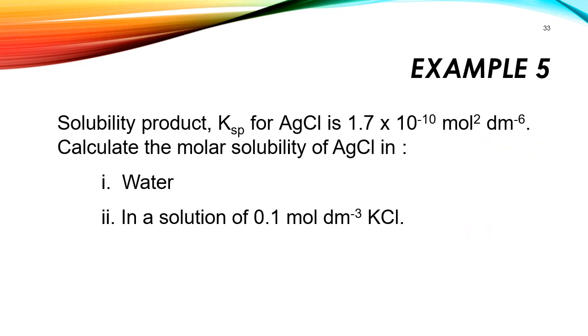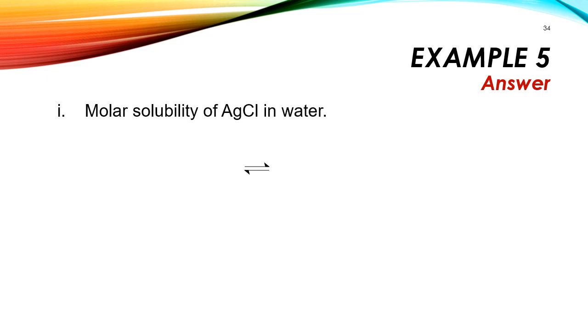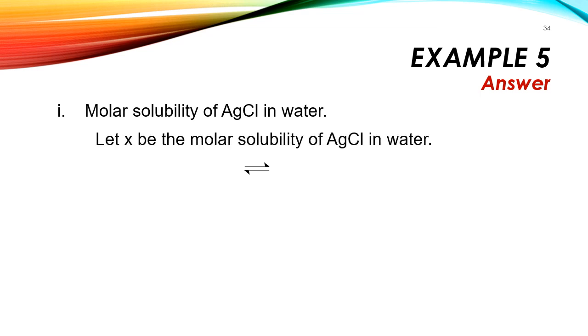Now, let's consider another example on how to determine the solubility of a slightly soluble salt in the presence of common ions. The question is, if the solubility product Ksp for argentum chloride is 1.7 × 10^-10, calculate the molar solubility of argentum chloride in water and in a solution of 0.1 molar potassium chloride. Question 1: molar solubility of argentum chloride in water. To answer this, let x be the molar solubility of argentum chloride in water.